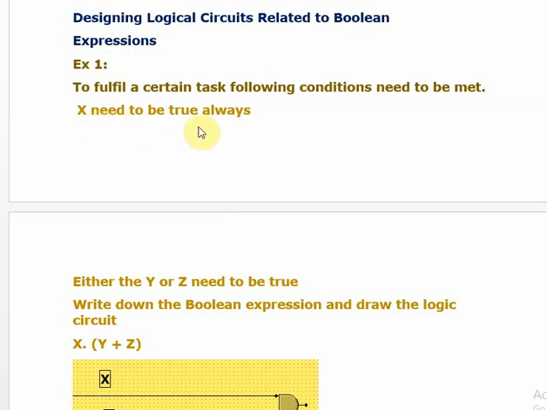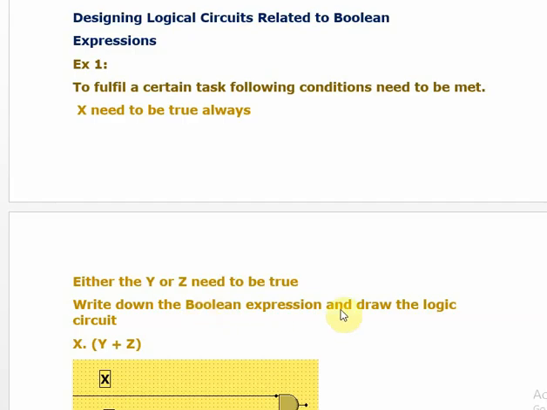X needs to be true always. Let's say always on, or whatever the condition, it always needs to be true, not false. Either Y or Z needs to be true. That means both do not need to be true. One, either Y or Z.